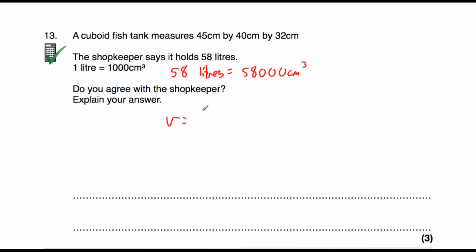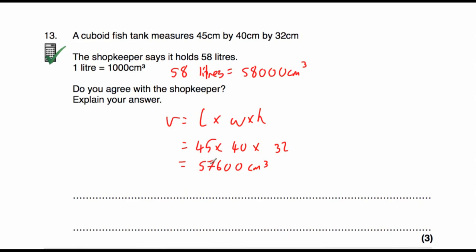So the volume is equal to the length multiplied by the width multiplied by the height. Now this cuboid has a length of 45, it has a width of 40, and it has a height of 32. And if we multiply those together, we will get 45 multiplied by 40 multiplied by 32 is equal to 57,600 centimeters cubed. Now the shopkeeper says it holds 58 liters. Now that would be 58,000 centimeters cubed. Now this answer, the volume of the fish tank, is actually slightly less than that. It's not quite 58 liters, it's actually below that.